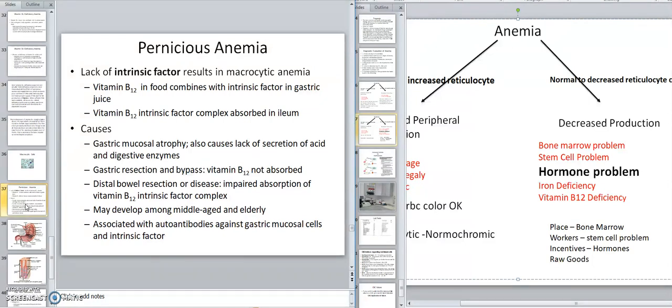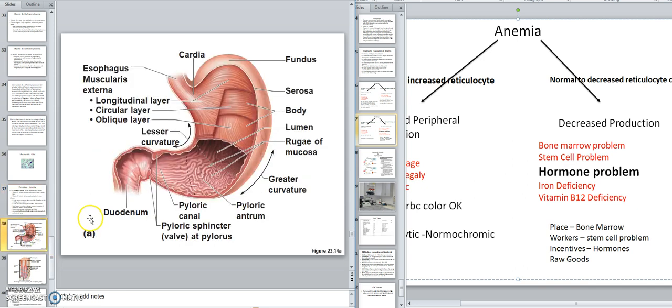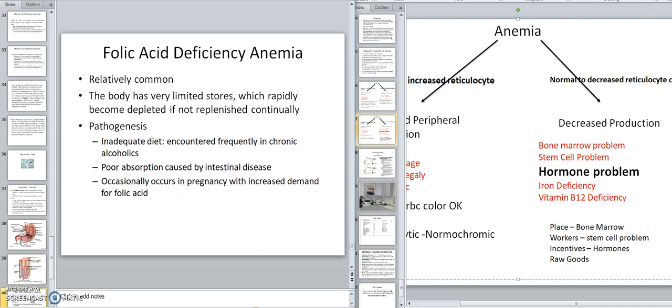So a vitamin B12 anemia could be for many reasons. You're not taking enough in, but if there's a problem with the stomach producing intrinsic factor, how could that occur? Well, you could have gastric irritation. There are many things that could irritate the stomach. Folic acid deficiency also will cause the cells to be big and red.